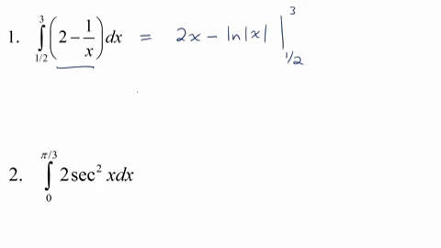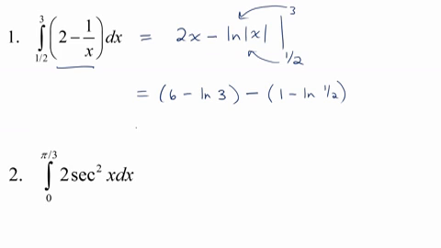So we will substitute the upper limit of integration into the expression. We plug 3 in first: 2 times 3 is 6, minus natural log of absolute value of 3, which we can just write as natural log of 3. Minus what we get when we substitute 1/2 into the expression: 2 times 1/2 is 1, minus natural log of absolute value of 1/2, which would just be natural log of 1/2. And now we simplify.